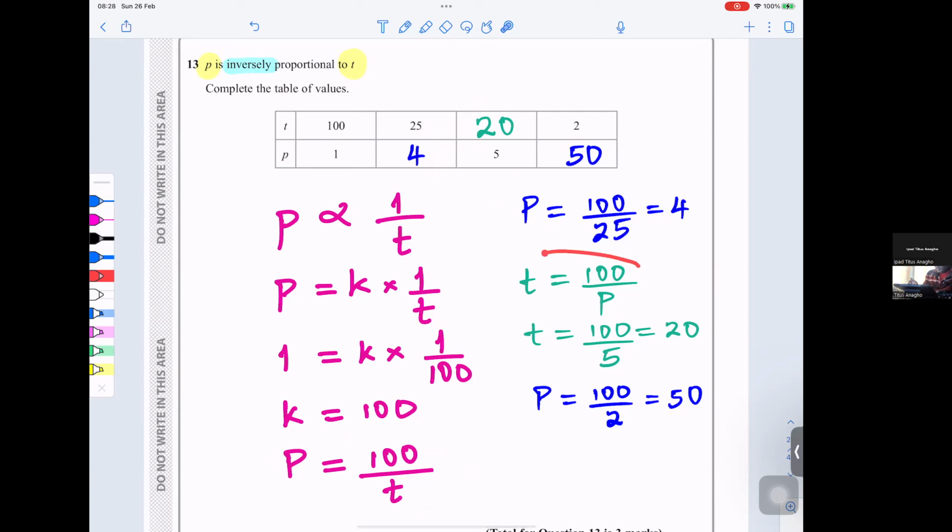So if we make t the subject, t is 100 divided by p. So we put the 5 underneath. 100 divided by 5 is 20. And when t is 2, what is the value for p? Put the 2 there. 100 divided by 2 is 50. And that's how you complete the table.